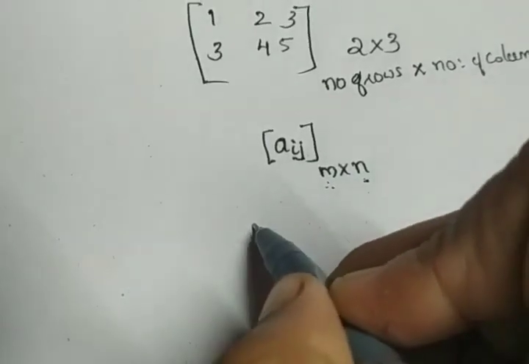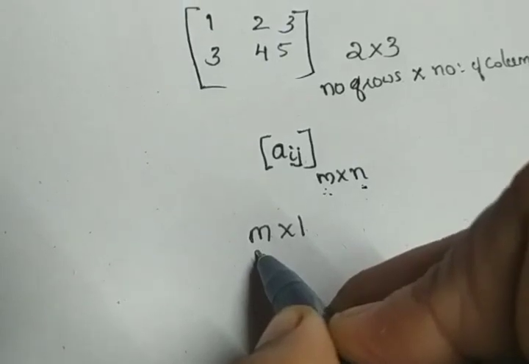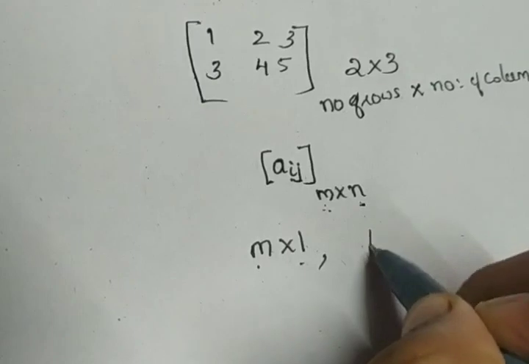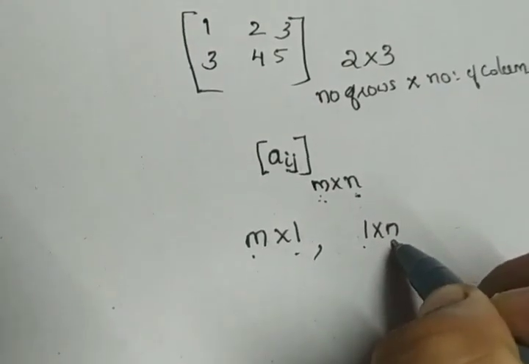For the column matrix, the order will be M by 1. M by 1 means there can be any number of rows, but there is only one column. Again, for the row matrix, the order is 1 by N. 1 by N means there is only one row, but there can be any number of columns.